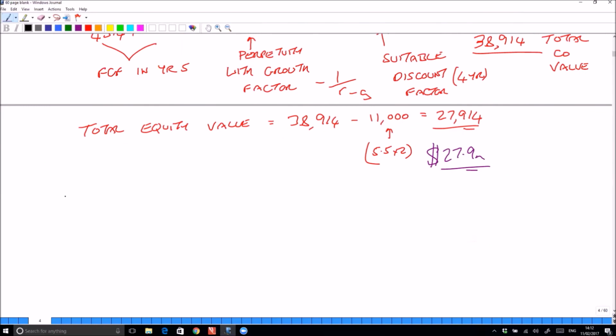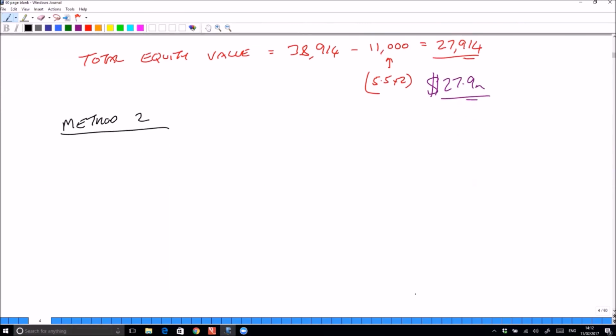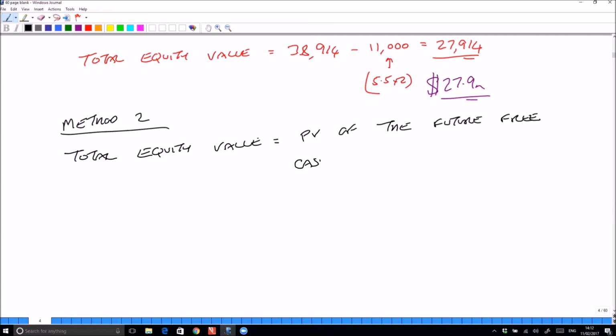And what should we say here? And what is method two? Well, here we calculate the value of the equity in total directly. And we say the total equity value equals what? Well, it's the present value of the future free cash flows to equity.